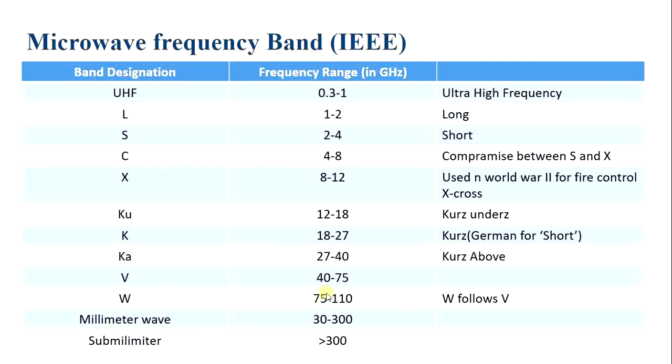V band ranges from 40 to 75 GHz. W band ranges from 75 to 110 GHz, while the millimeter wave ranges from 30 to 300 GHz, while the submillimeter range is greater than 300 GHz. So this is the IEEE frequency band for the microwave frequency.